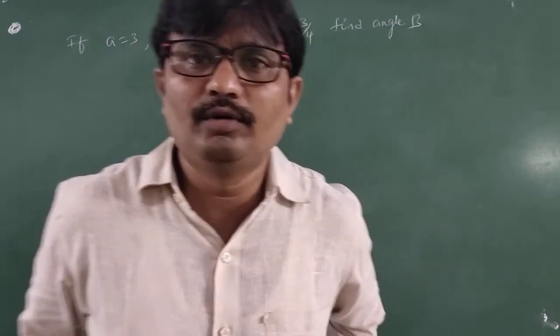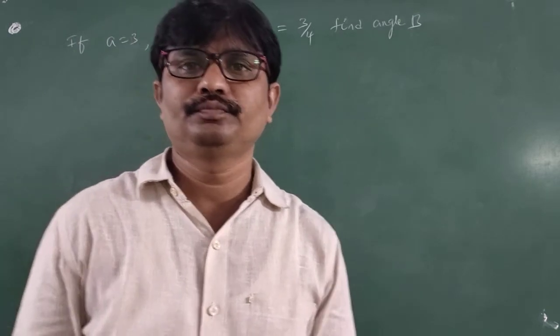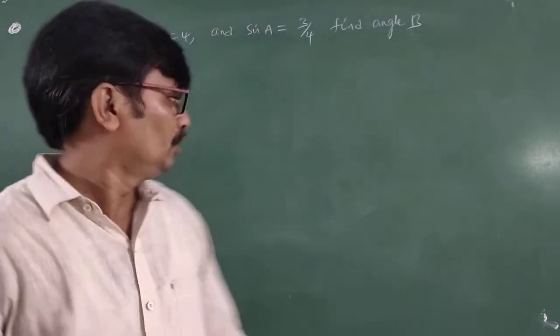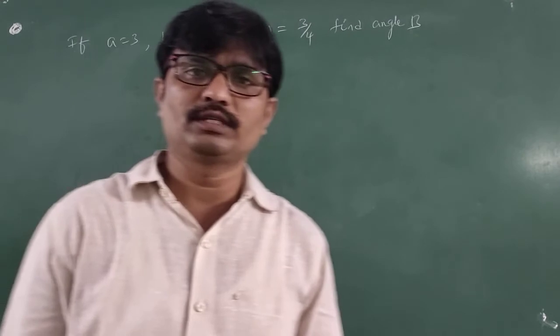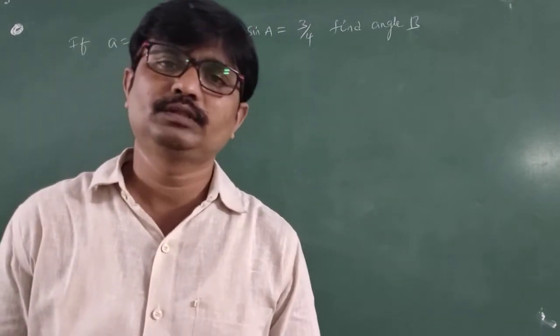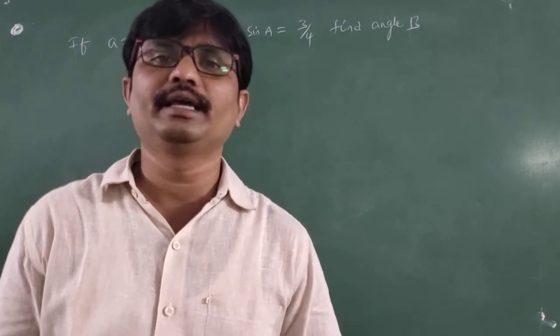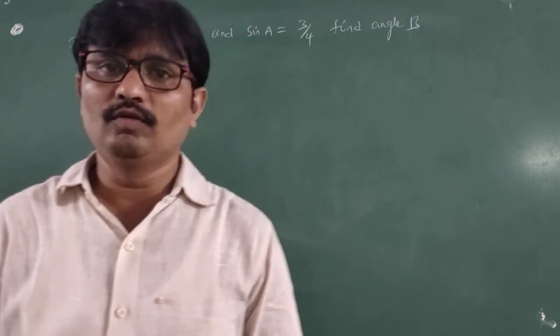Yesterday we discussed properties of triangles, part 1. First we discussed the sine rule, cosine rule, projection rule, tangent rule, half angle formulas, areas of the triangle, and Mollweide's rule.